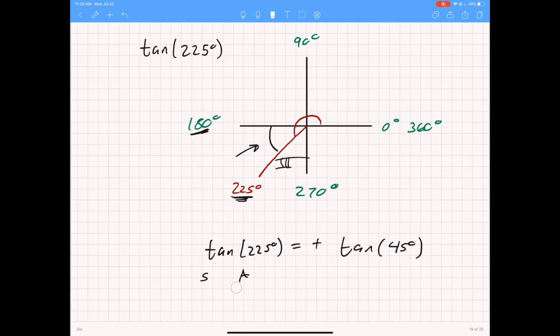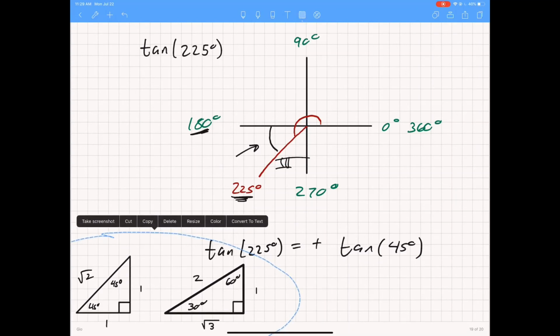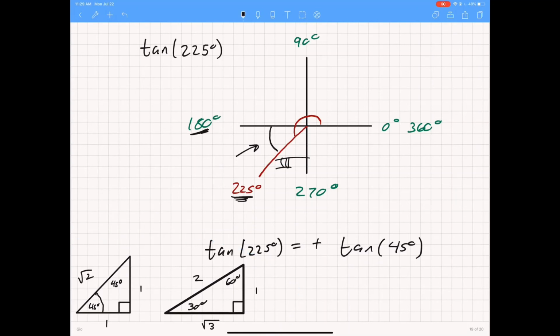And to find tangent of 45, we can just refer to our special right triangles. So if this is our angle here, tangent would be 1 over 1, or just 1. So tangent of 225 is equal to positive 1.